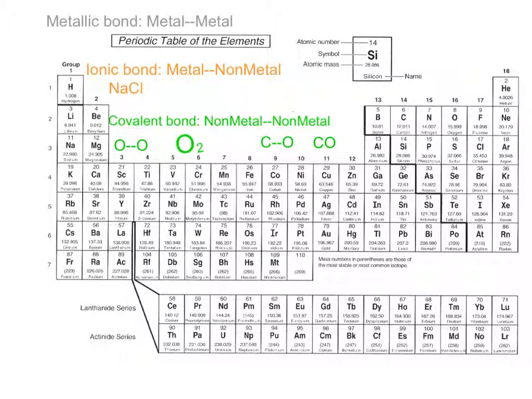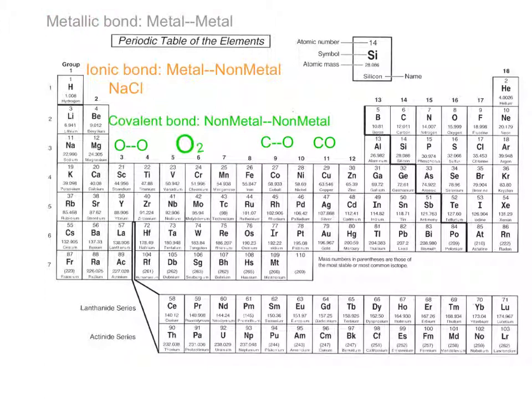The last type of bond that we are going to review is probably the easiest to remember, metallic bond. I'm going to let you guess, of course. It's going to be when you have a metal bonded to a metal. So when you have two elements from the left having a bond, those will be considered to have a metallic bond.